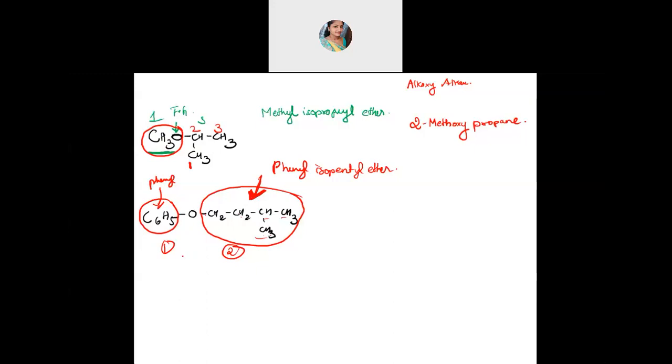First one should be the parent. Correct. First one should be the parent because that has more number of carbons. The one having more carbons should be the parent. So your ending name should be benzene here because it is C6H5. To benzene they are attached. So benzene will be that name. That means this second one which I have written here will be your alkoxy part.